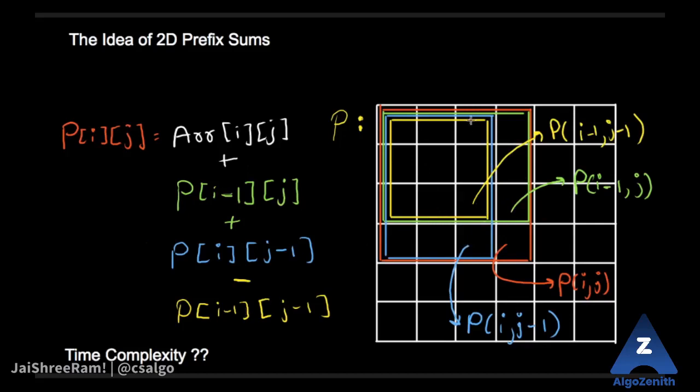So we subtract this yellow region by using the value P of i minus 1 and j minus 1, because all these values, when you're iterating in row major order, when you come to this value, this value has already been calculated, right? So with that we can easily find out the values of P of i j. So using just these 4 values you can find out the value of P of i j.